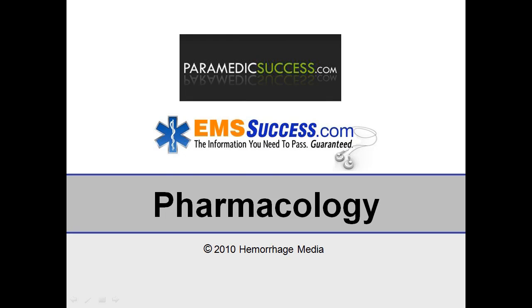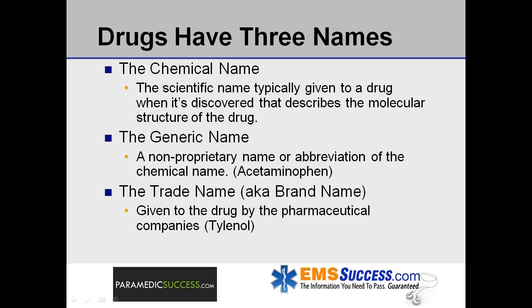Pharmacology. Drugs have three names. The chemical name, which is the scientific name typically given to a drug when it's discovered that describes the molecular structure of that drug. The generic name, which is a non-proprietary name or abbreviation of the chemical name, such as acetaminophen. Finally, the trade name, or brand name, is the name given to the drug by the pharmaceutical company that makes the drug. In the case of acetaminophen, the brand name most of us are familiar with is Tylenol.